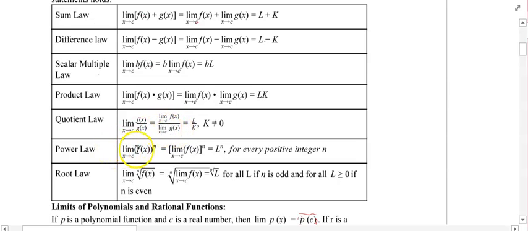Power law. The limit as x approaches c of f of x raised to the n is equal to the limit as x approaches c of f of x, all raised to the n. Root law. The limit as x approaches c of the nth root of f of x is equal to the nth root of the limit as x approaches c of f of x.